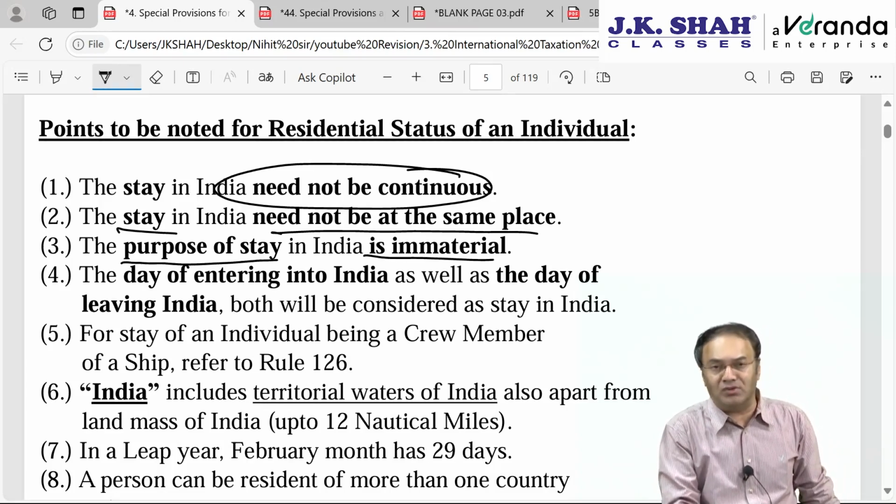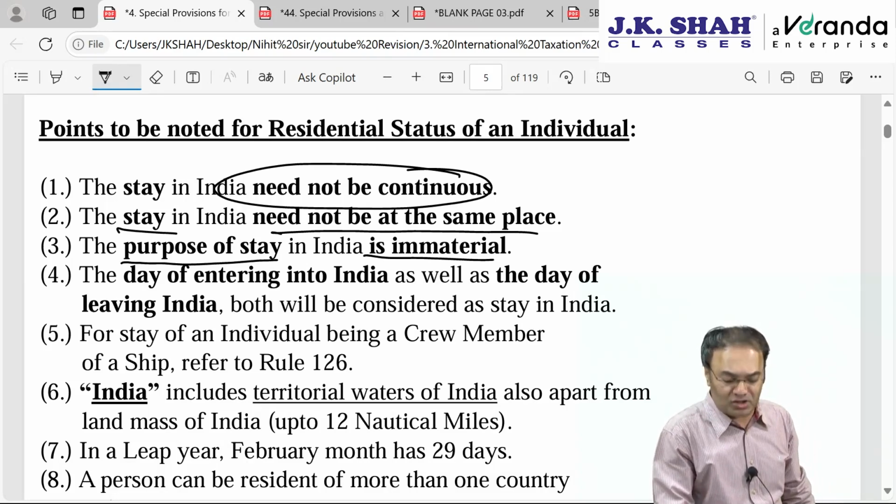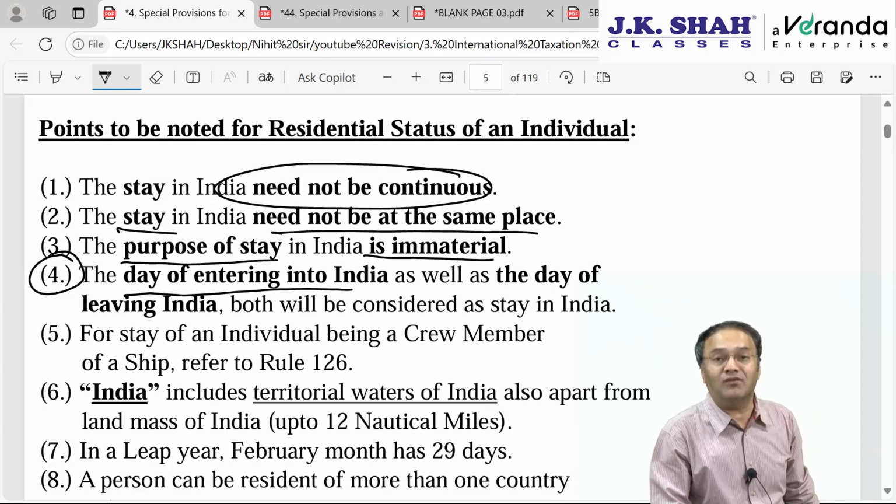Purpose of stay is also immaterial, whether he came for vacation or commercial purpose or business. Day of entering into India, this is an important point. The date on which he enters into India and the day of leaving India, both will be counted as one full day.